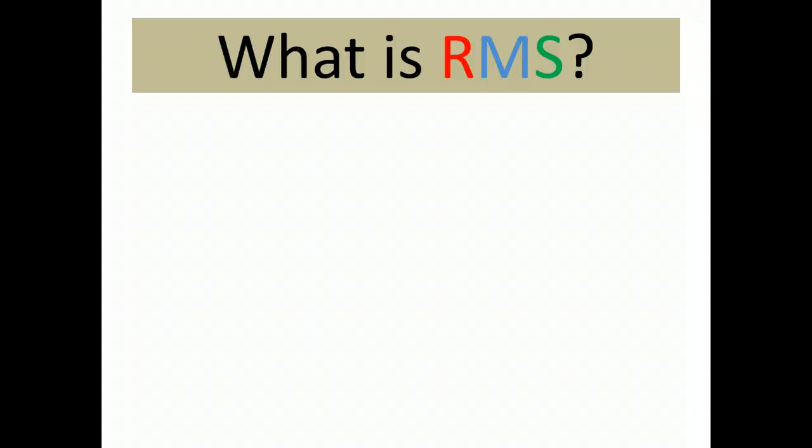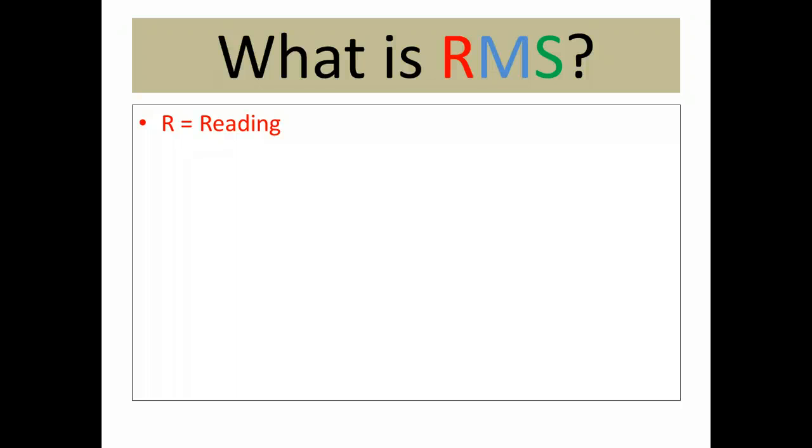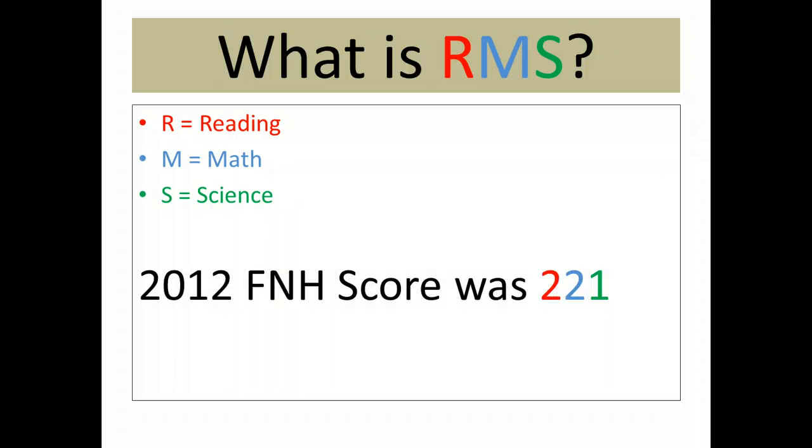I'd like to go to this screen. What is the RMS? RMS is an acronym for Reading, Math, and Science, and R represents, as I said, reading, and M is math, and S is science. And our score last fall, 2012, was 221. That meant that we were second in reading in the state in Class A schools, second in math, and first in science. It's a very good score. We should be really pleased with regards to that.